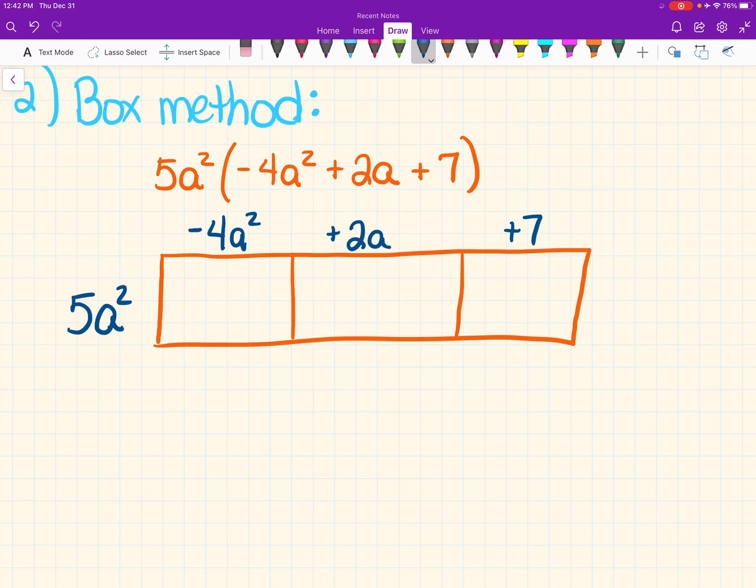So 5 times negative 4 is negative 20. A squared times a squared. So they have like bases. This is a to the 4th.